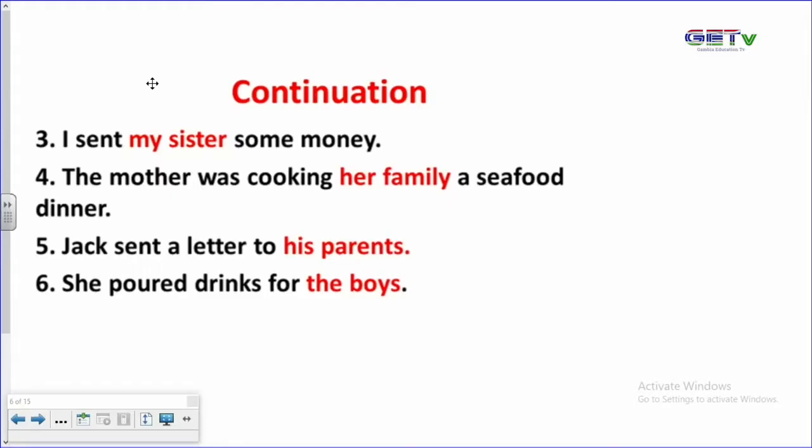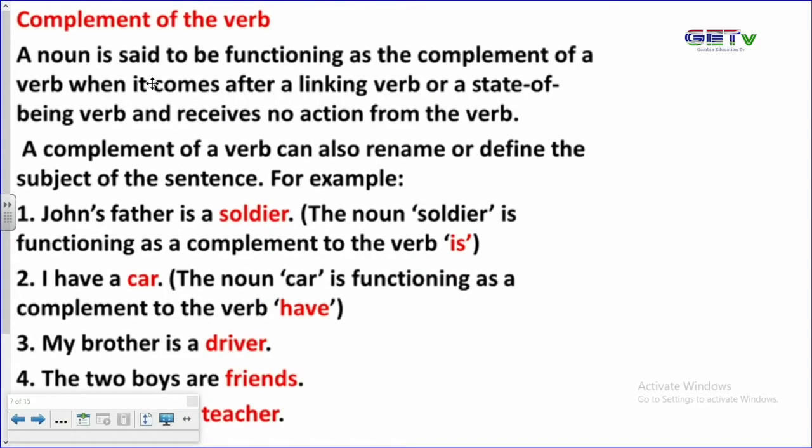Number 6, she poured drinks for the boys. Nouns also can function as complement of the verb. A noun is said to be functioning as the complement of a verb when it comes after a linking verb or state of being verb and receives no action from the verb. Not all verbs are action words. We will discuss that in our subsequent lessons.